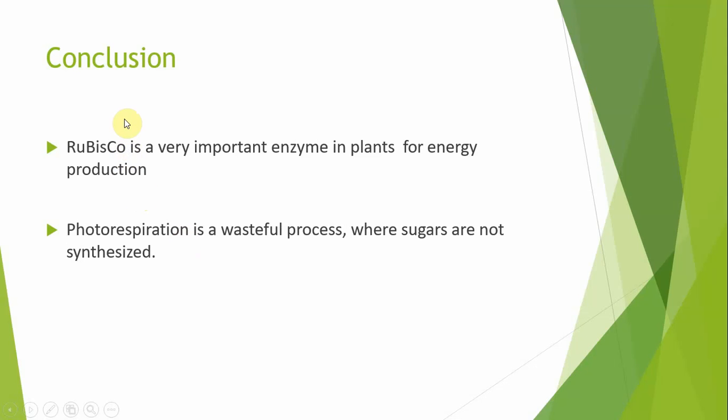Significances are less. So we come to the conclusion that Rubisco is a very important enzyme in plants for energy production. It can perform 2 functions, that is carboxylation and oxygenation. Photorespiration, overall, is a wasteful process where sugars are not synthesized.